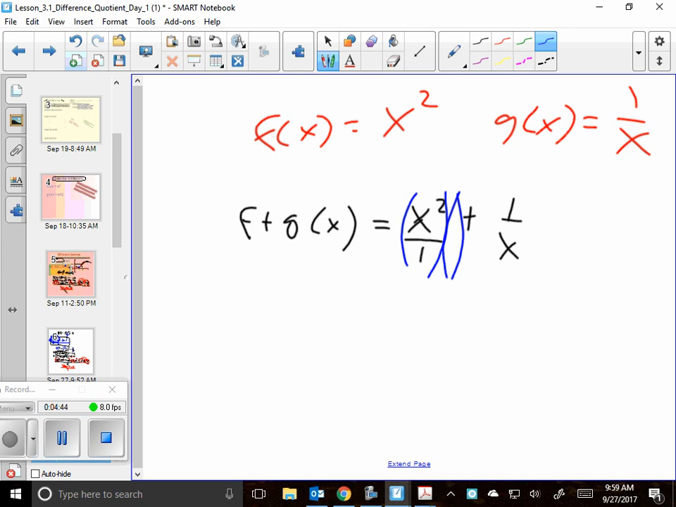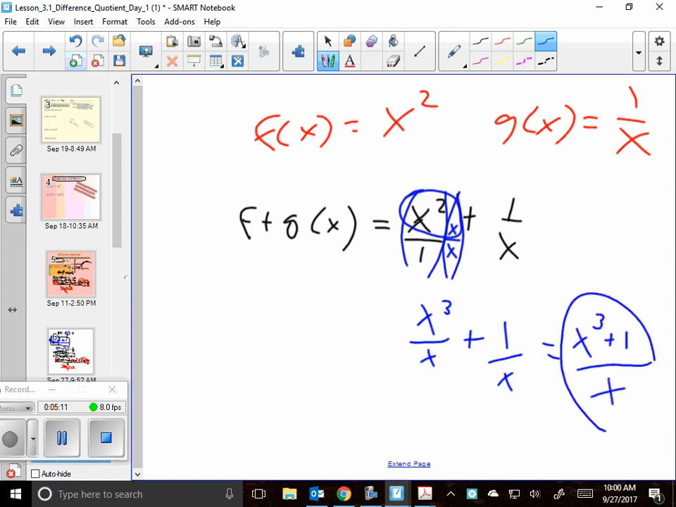X, just x? X over x. And now it has a common denominator, doesn't it? Do you get the one on the left now has a denominator of x, and the one on the right has a denominator of x? And what does this all make on the top? x to the third over x plus 1 over x makes x to the third plus 1 over x. That's the two functions having been added together.